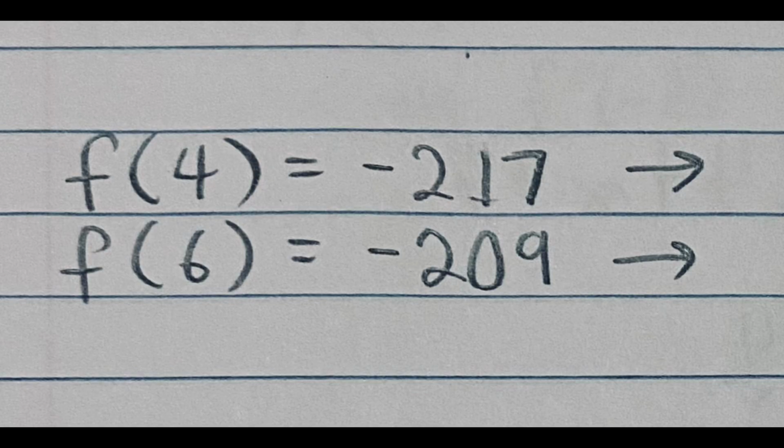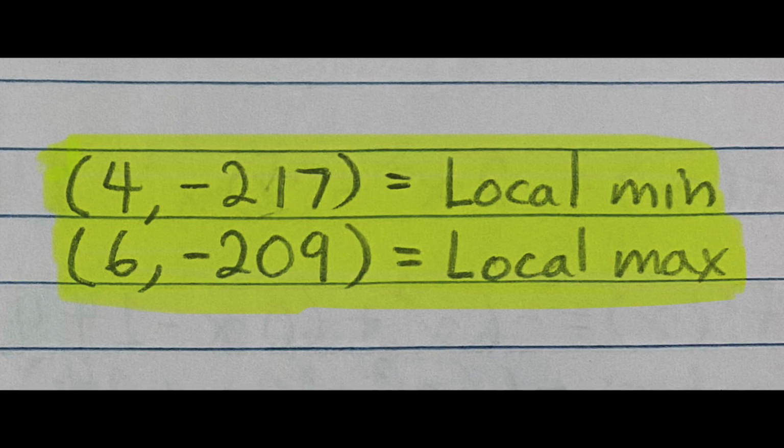And if we want to find the y values to write it as a point, we can just plug it in to the function, and I got negative 217 for x equals 4 and negative 209 for x equals 6. So our final answer is that we have a local min at (4, -217) and a local max at (6, -209).